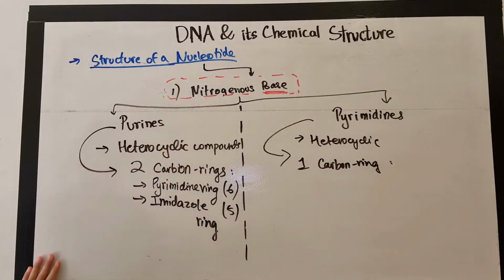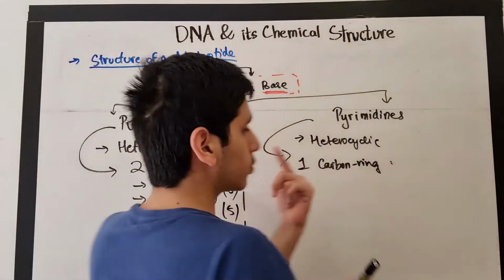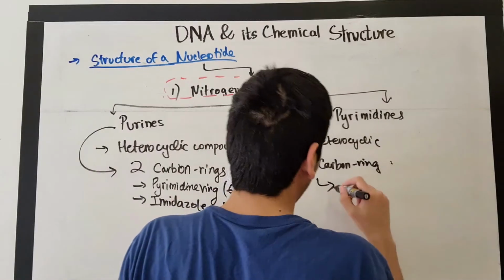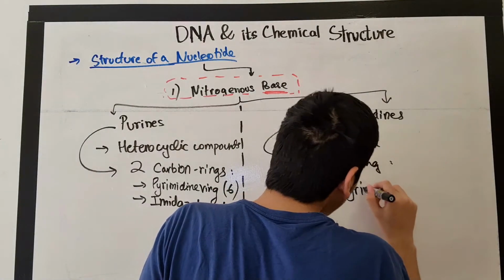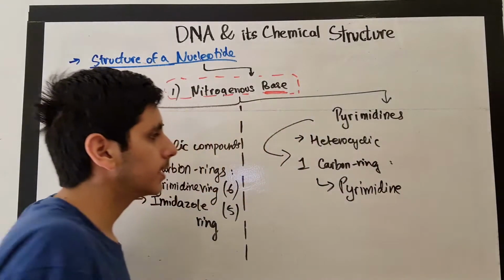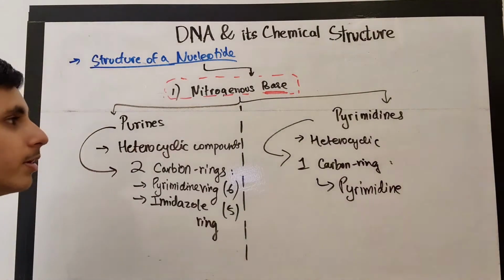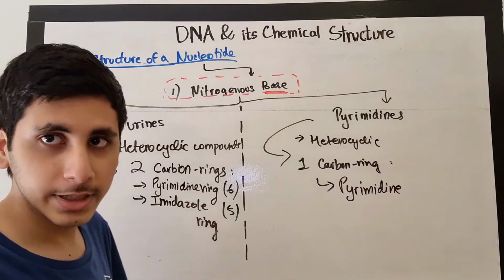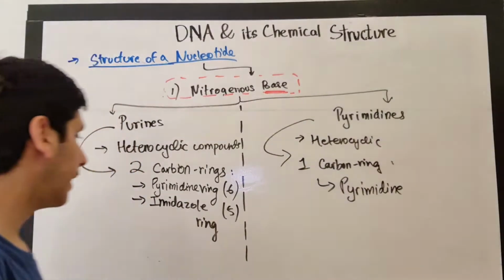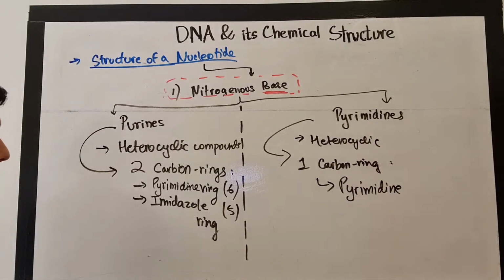Over here is just 1 carbon ring, and as you would guess, the name of that is a pyrimidine ring. So purines are composed of pyrimidine rings, and so are pyrimidines. Pyrimidines are composed of 1 pyrimidine ring, and purines are composed of 1 pyrimidine ring and 1 imidazole ring.